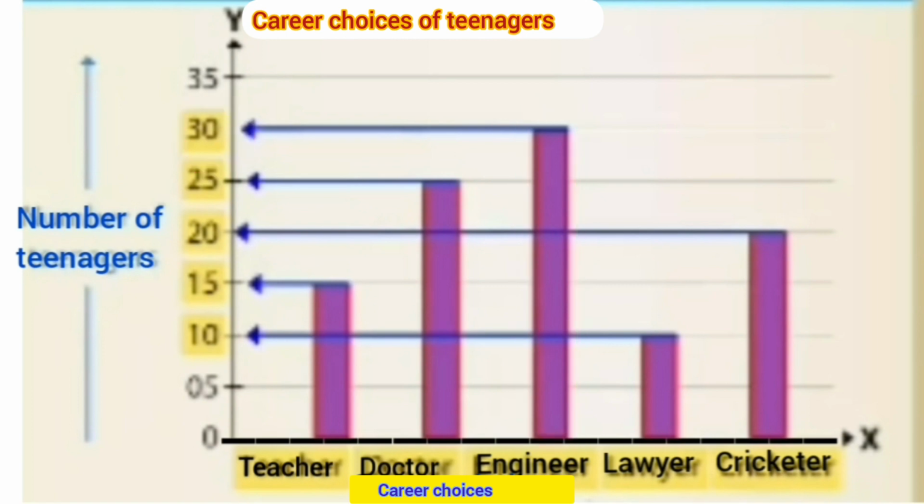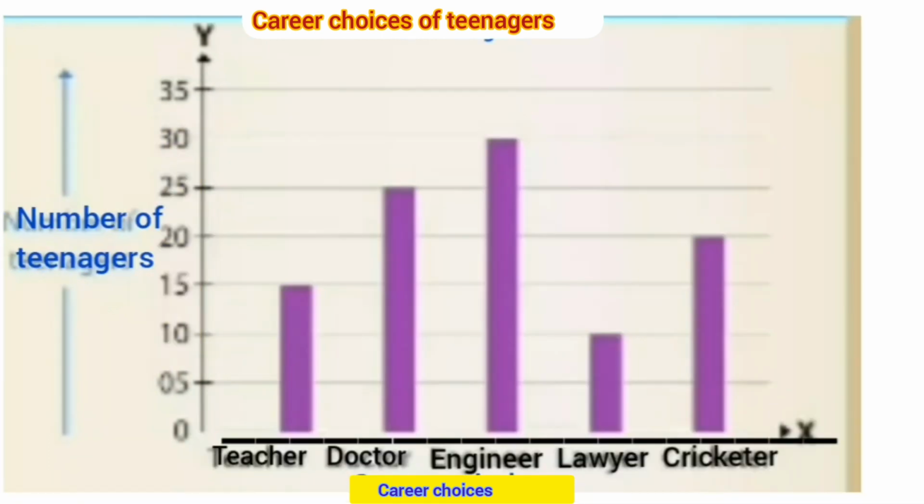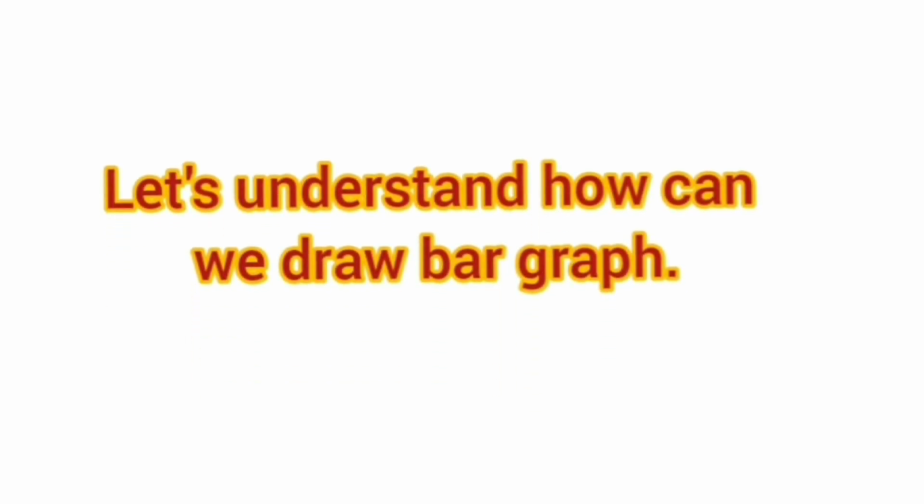Similarly, in which career did the least number of teenagers prefer? So we look for the bar which is the shortest, it is lawyer. Now we are sure we know how to read a bar graph. Let us now study how to draw a bar graph.